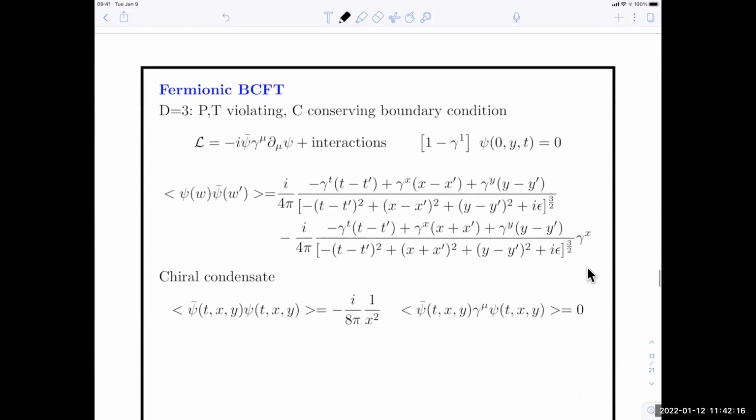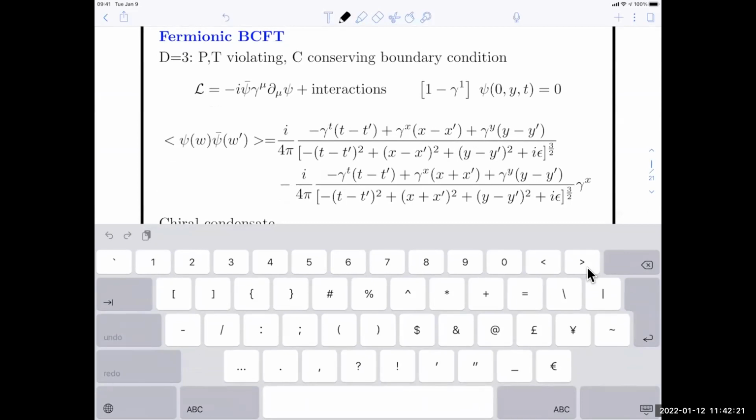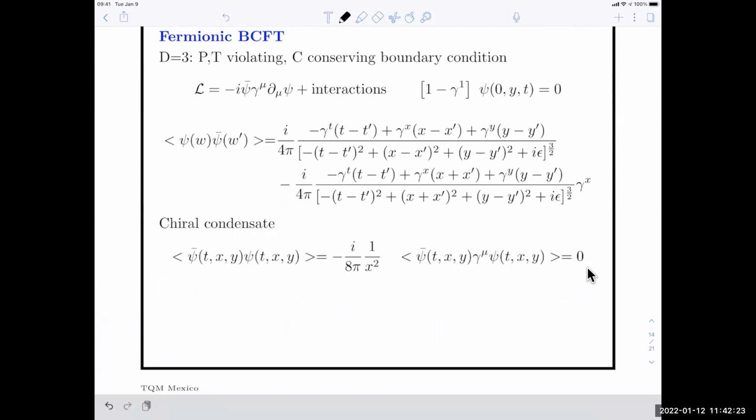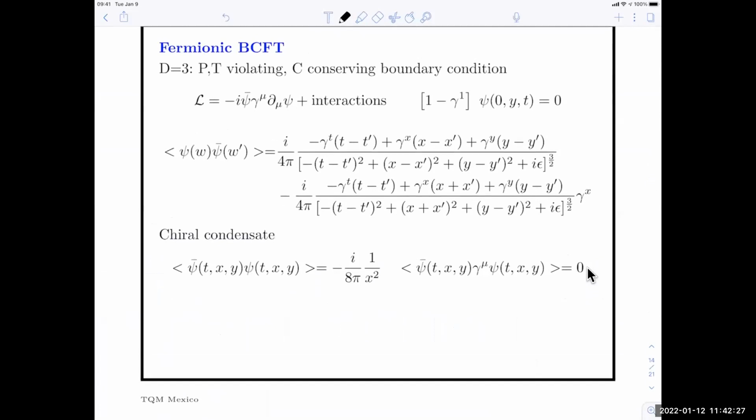Okay, so let's look at the armchair edge. My argument is it's a simple example of a fermionic boundary conformal field theory. Here's the Lagrangian, here's the boundary condition. Well, this is simple, rather trivial free field theory.